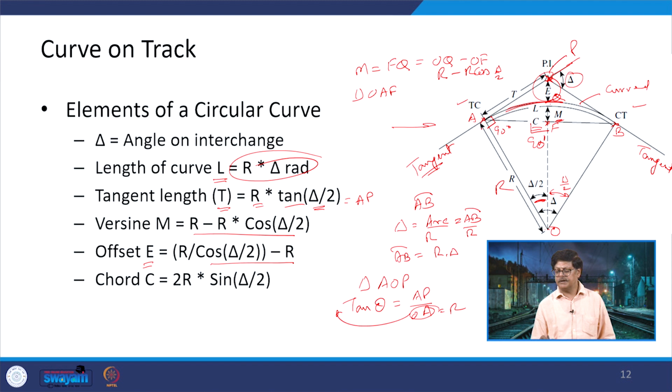Similarly, if you have to find out the length of the chord C, which is AB. Now, this AB is nothing but 2 times AF, and again for AF we can go to triangle AOF. So, we know R, we know the angle, so we can find out AF. AF is found here, and on the basis of that we finally make it double. So, 2 into R sine delta by 2 is the value which we will get.